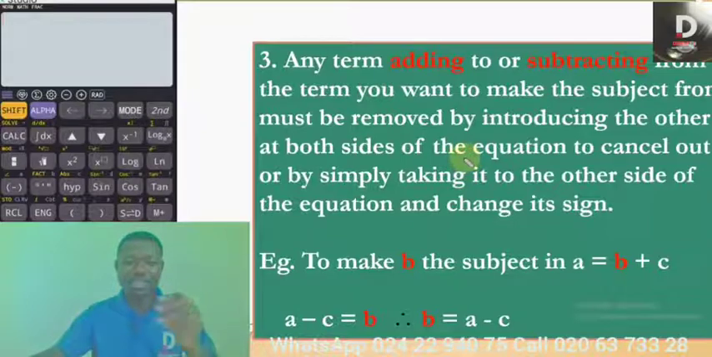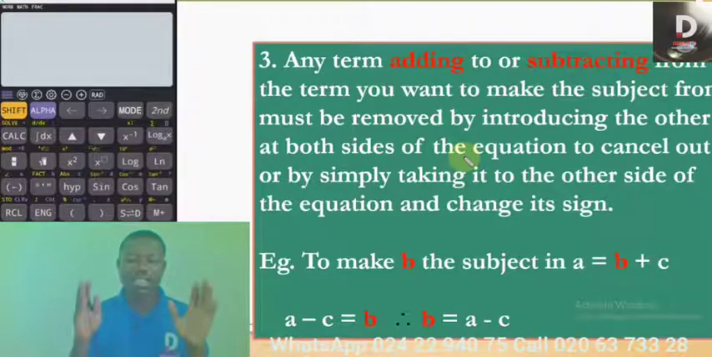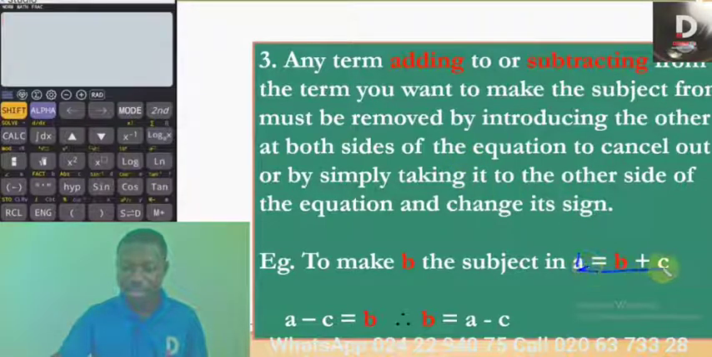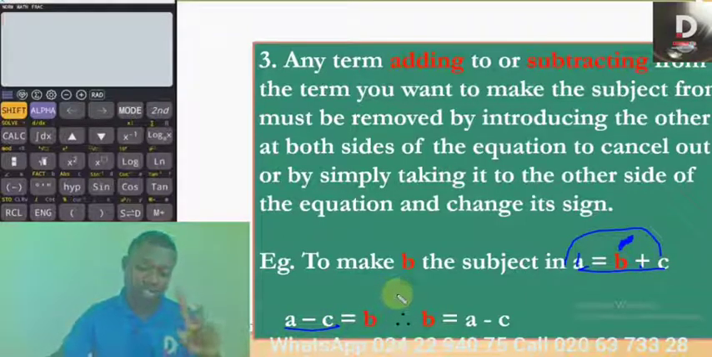All right. Step 3, right? Step 3 is that if there's something adding up or subtracted from what you want to make the subject, take it to the opposite side and change its sign, which I did in the introduction. So example is the same thing here. You want B to be free or targeted to make B the subject. So what do you do? You take this one, take it to the side. The sign is positive. So when it comes here, it becomes negative. B is alone. That is third step.